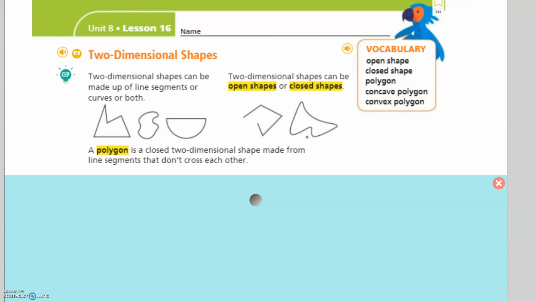Now, a polygon is a closed two-dimensional shape made from line segments that don't cross each other. So of all these shapes going across the top, this one is the only one that is going to be called a polygon because it's the only one that's made out of straight sides and is closed. The other ones either have curves in them or they're open.